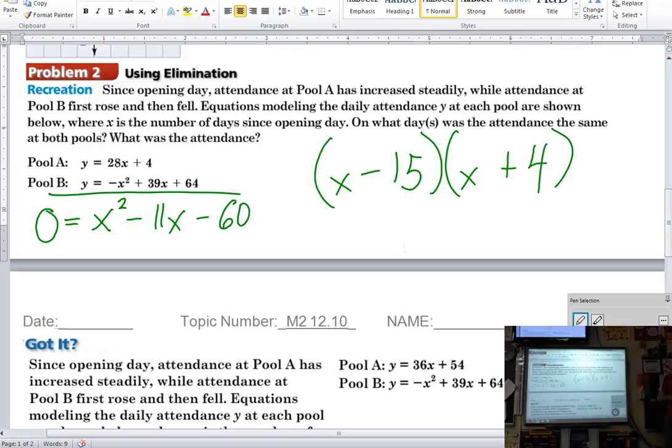So, what's your actual solution? x equals 15 and negative 4. Negative 4 doesn't matter though, because we're in a realistic situation here. On day 15, they had the same attendance.